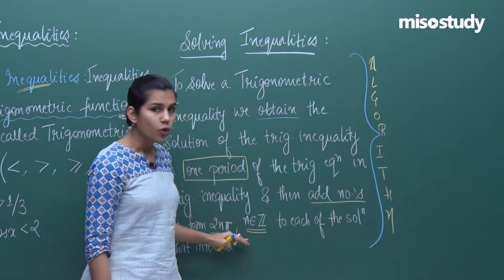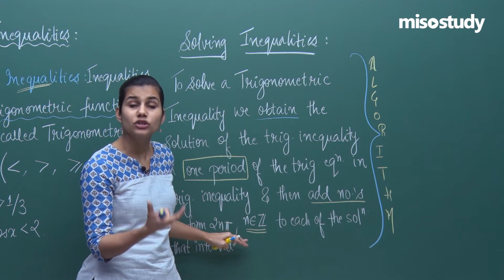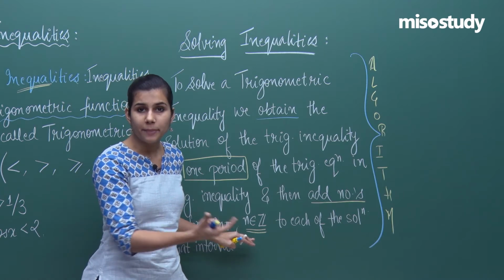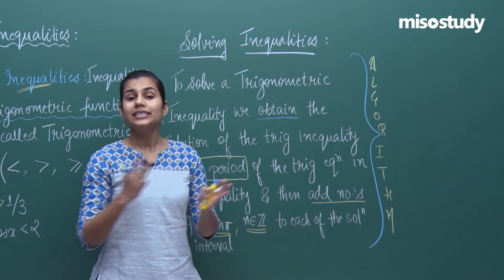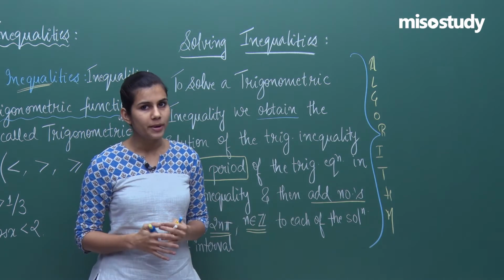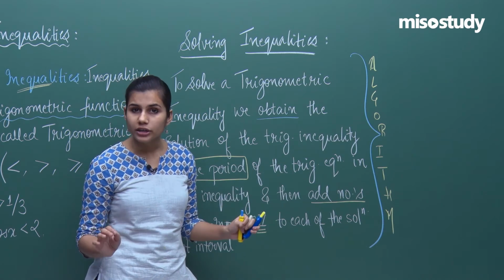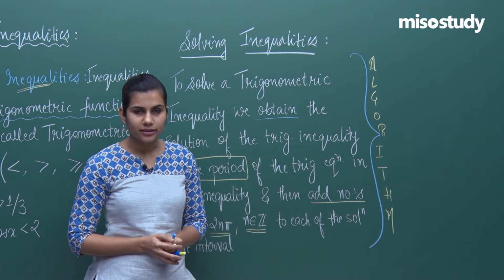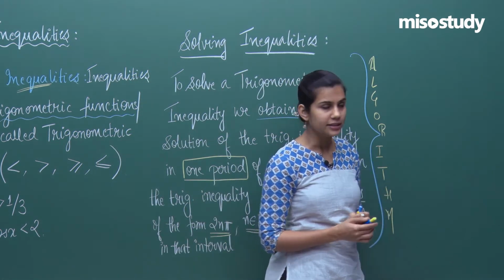That is why, once you have obtained solutions in one specific interval of length equal to one period of the trigonometric function, adding 2n pi to each member of that solution is going to give you the entire solution set of that trigonometric inequality. That is the algorithm to obtain the solutions of a trigonometric inequality. Let's deal with one of the examples and make this concept very clear.